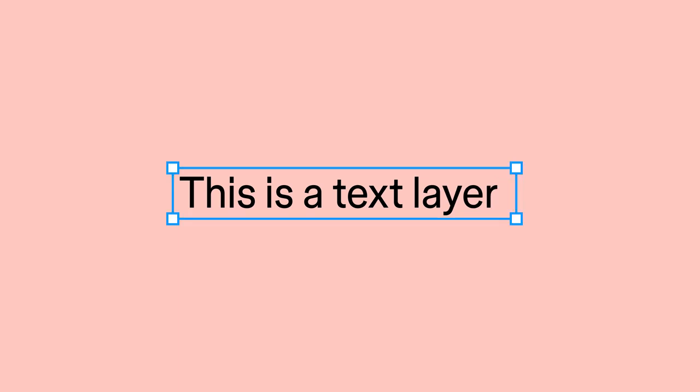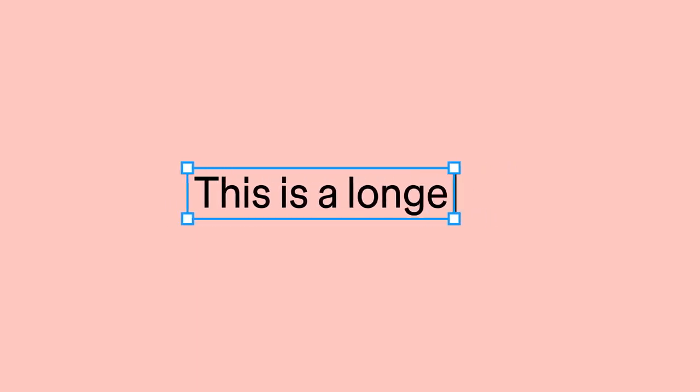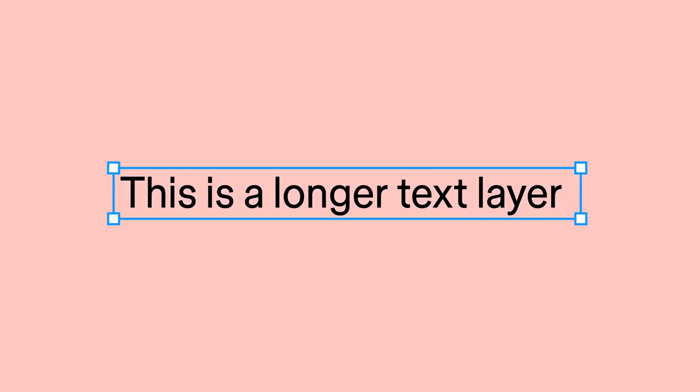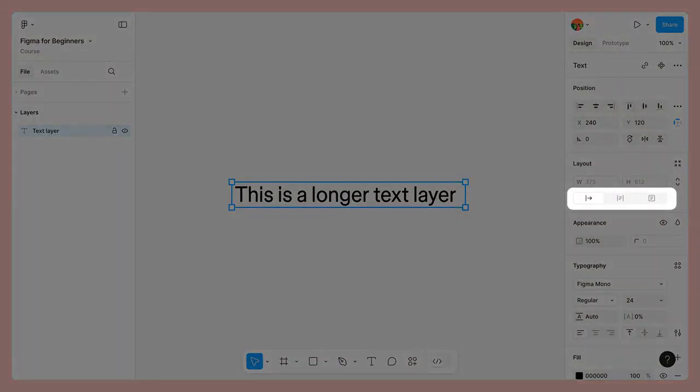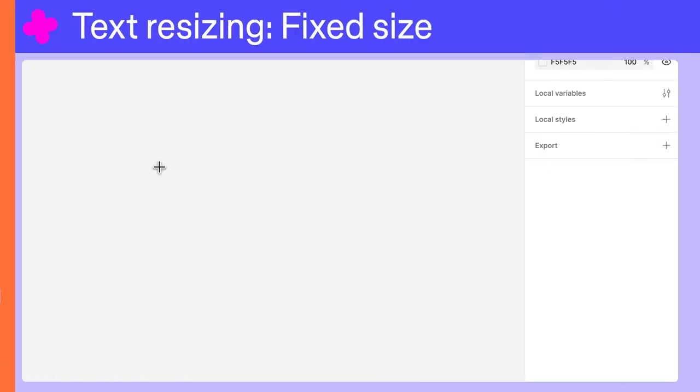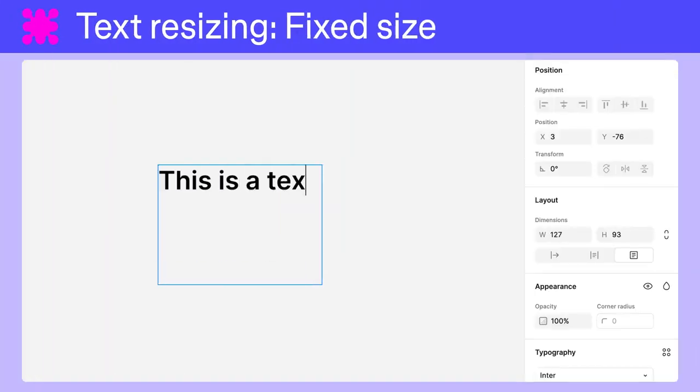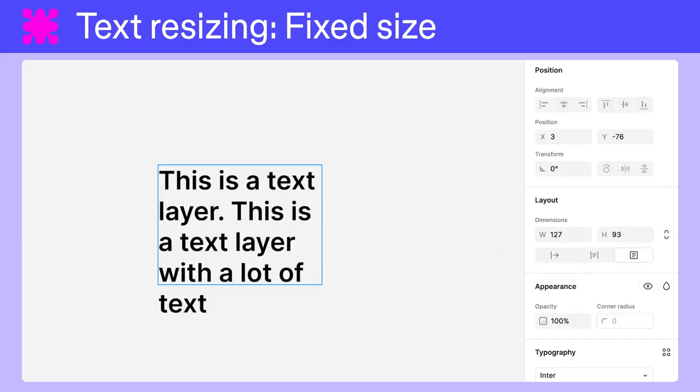Text layers have a resizing property that determines how the layer's dimensions, indicated by the bounding box, will respond when we change its contents. This property is set automatically based on how we created the text layer, but we can update this setting at any time in the Layout section of the right sidebar. If we click and drag to create a text layer, Figma assumes we want the text layer to be those exact dimensions and sets the resizing to fixed size. This means the width and height of the text layer will stay the same no matter how much text content there is.